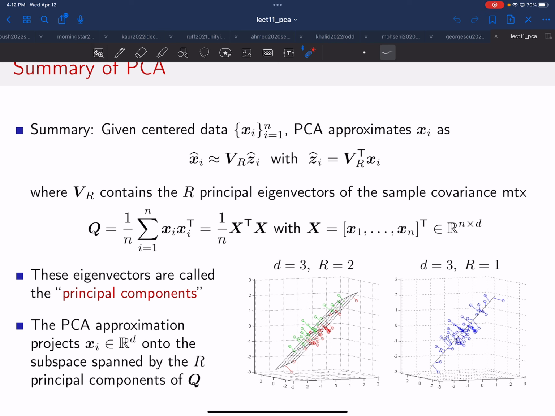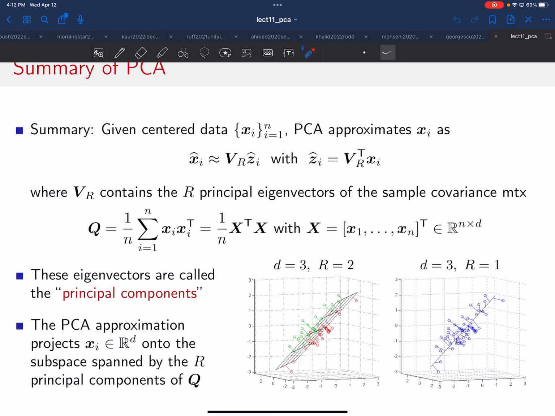And the way we do this with our data is we first center our data, so we make sure that across our data set, all the components of these feature vectors are zero mean. And then that allows us to compute the covariance matrix like this. And then we compute an eigenvalue decomposition of the covariance matrix, and we sort the eigenvalues from big to small, and then we take the first R eigenvectors, we call those the principal eigenvectors, we stack them in a matrix VR, and that becomes our dictionary matrix.